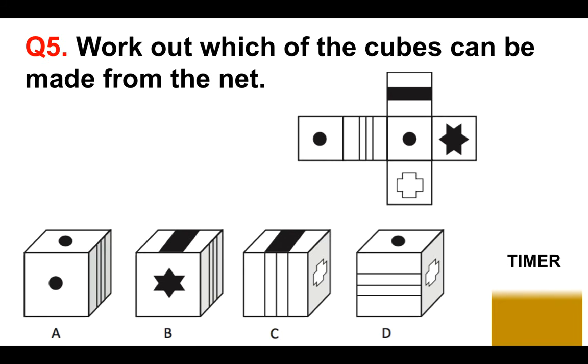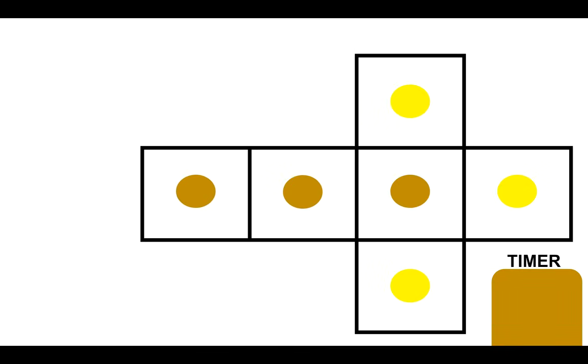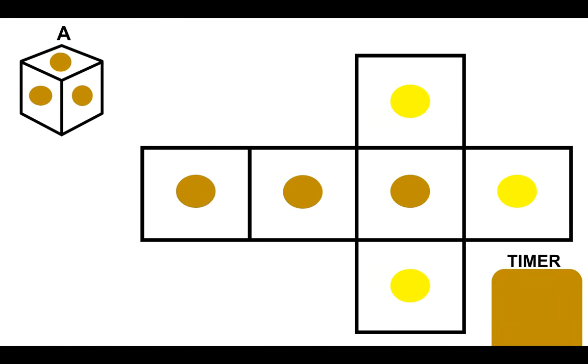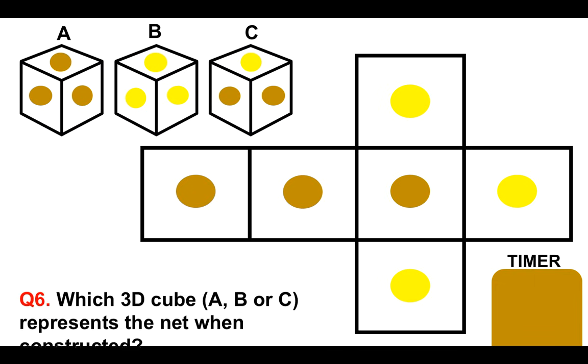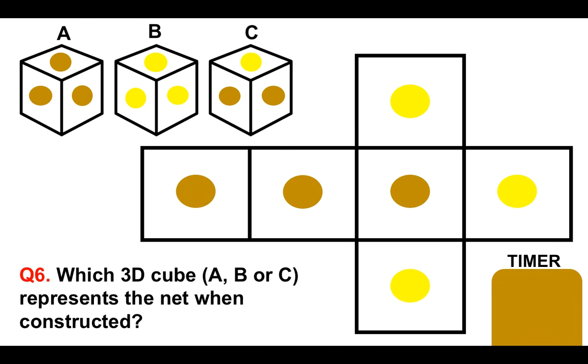And if you use that process of elimination, you can knock out a couple of these straight away. Okay, moving on. Question number 6, back to the same one. Which one, A, B, or C, can the cube be made when constructed? So that's almost 15 seconds up.